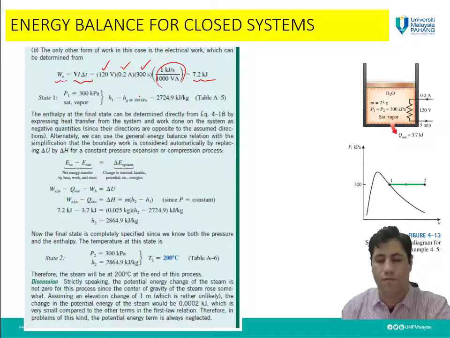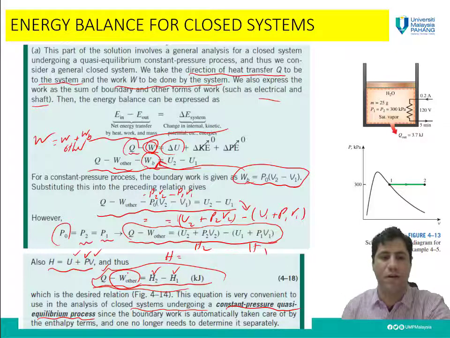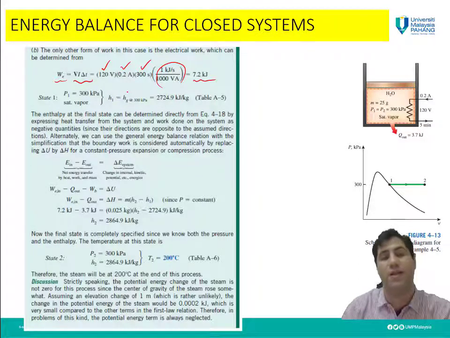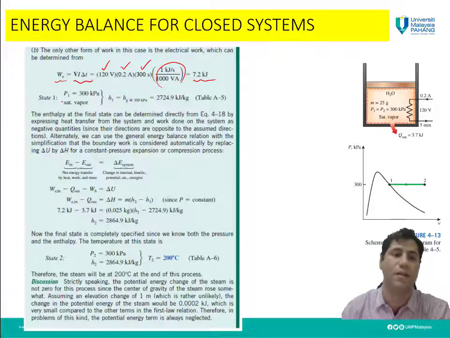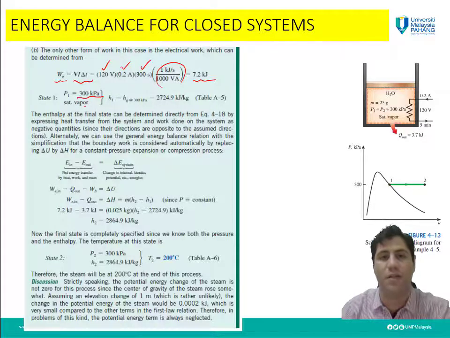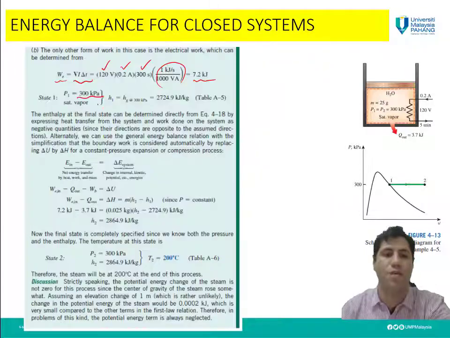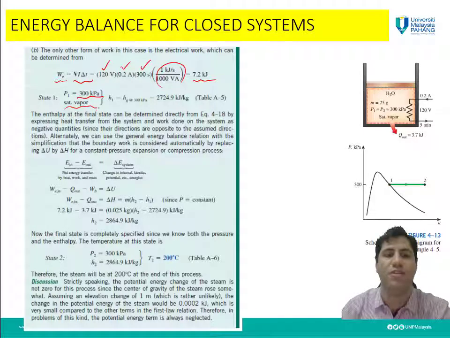And so to use this equation, we have this W other. Now let's see how we can find H2, or enthalpy at state 2, and enthalpy in state 1. In state 1, we know the pressure, 300 kilopascal, constant pressure. Also, it was mentioned that we have saturated water vapor. So here we have this information: pressure and saturated vapor. It means enthalpy at state 1 is saturated enthalpy, or Hg.